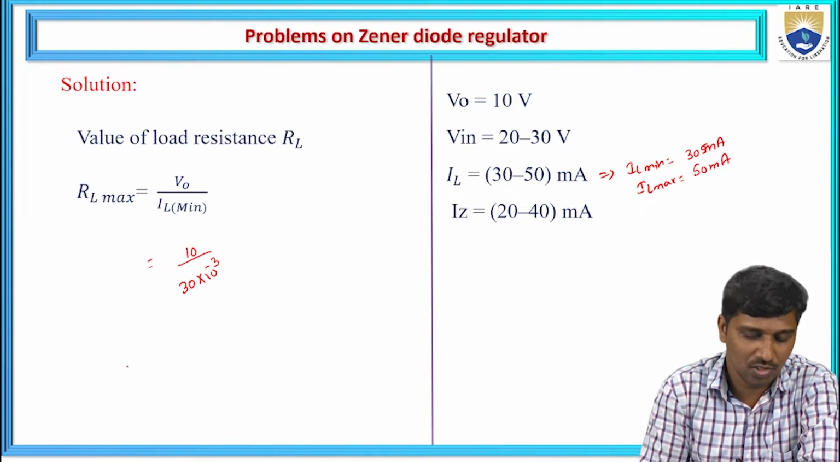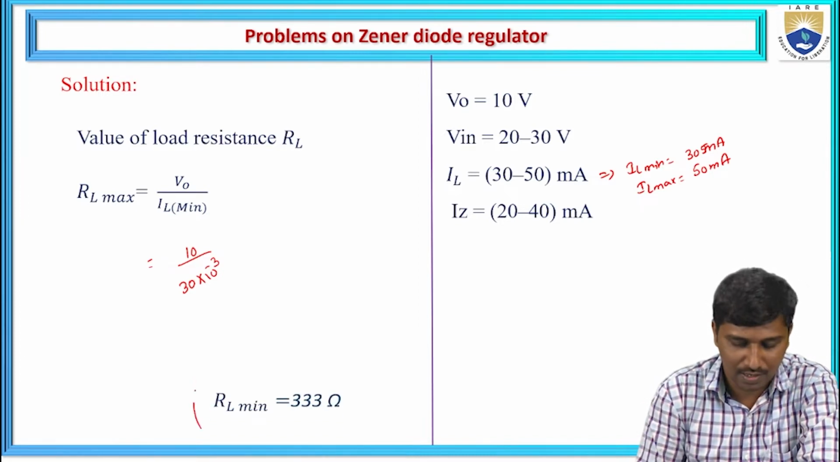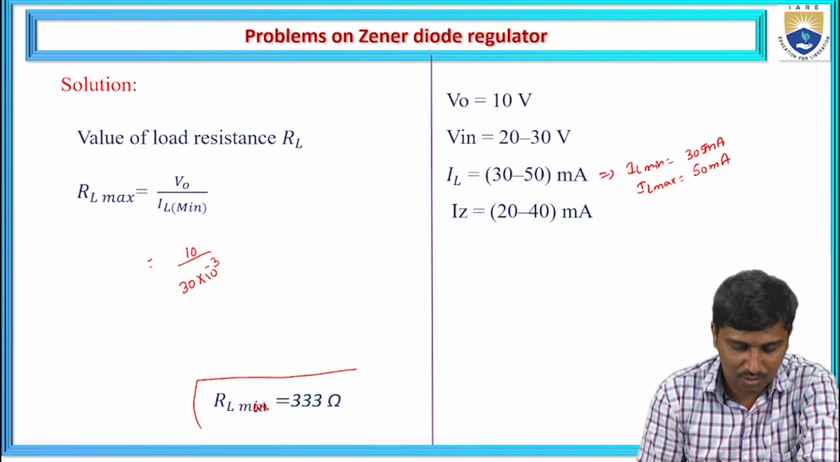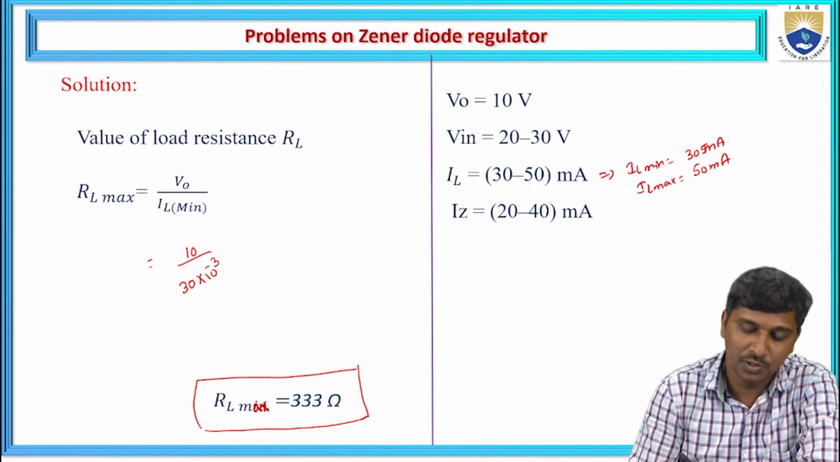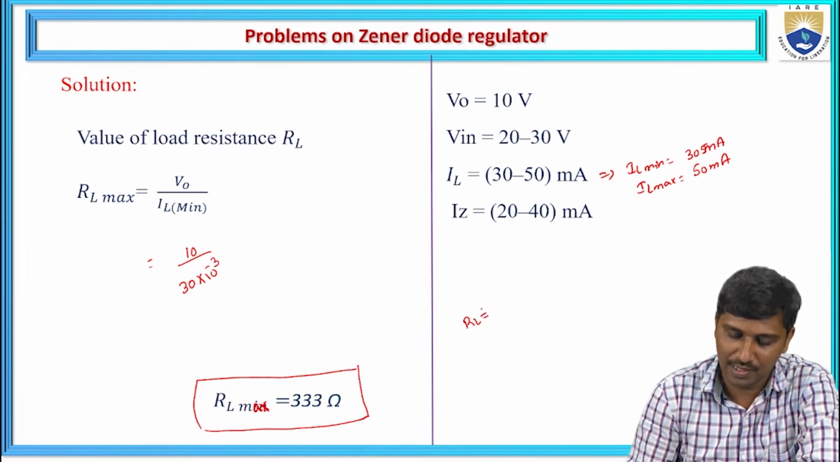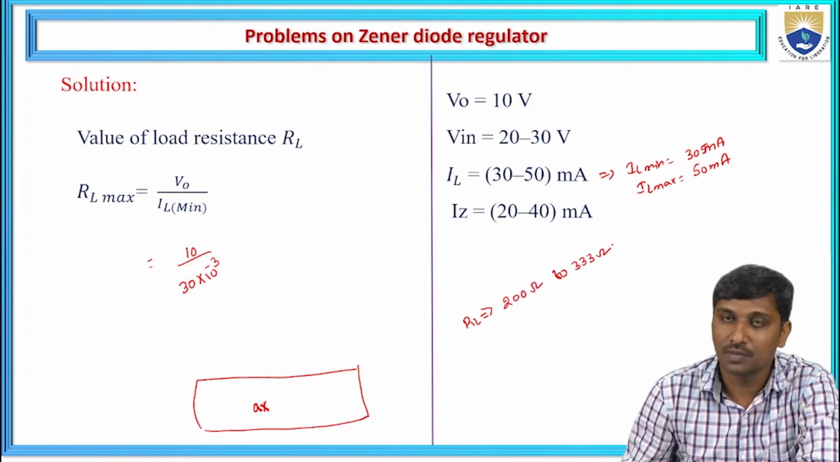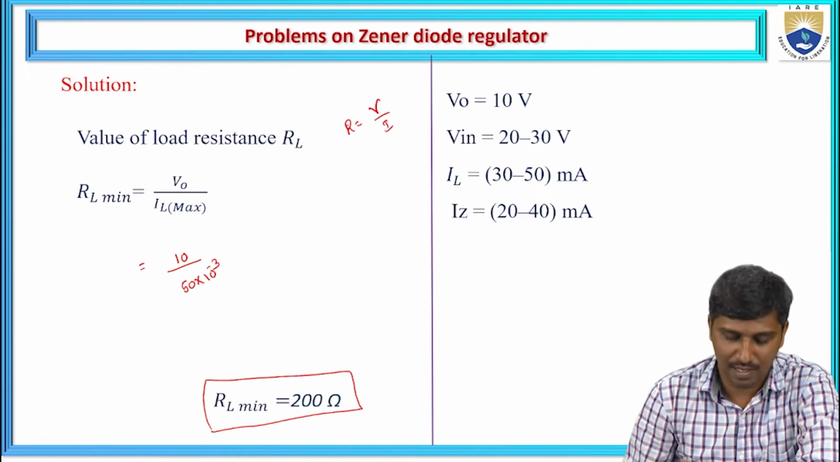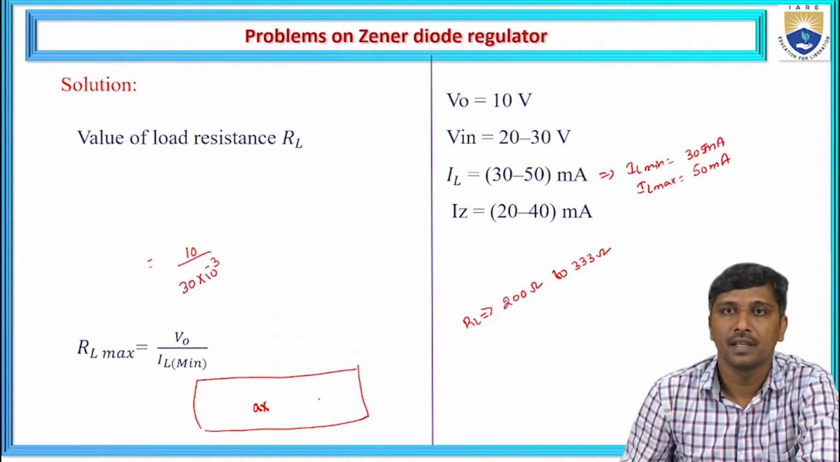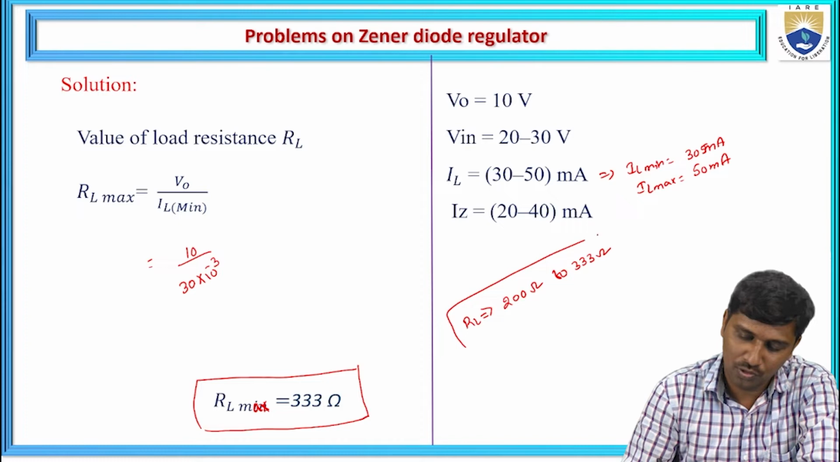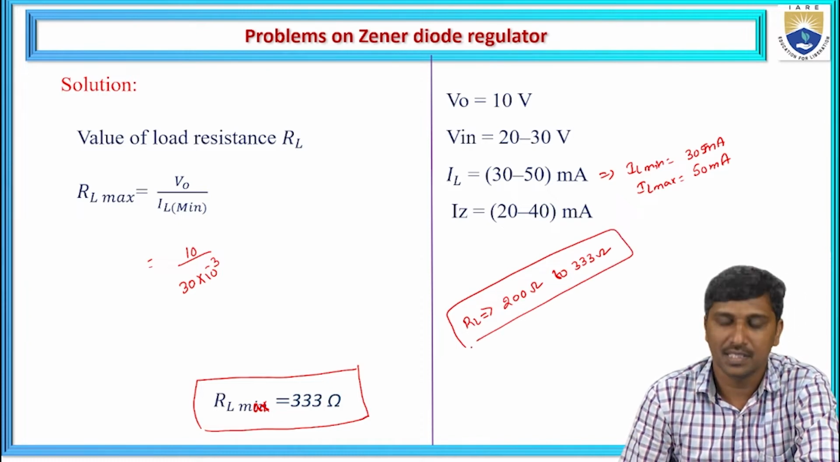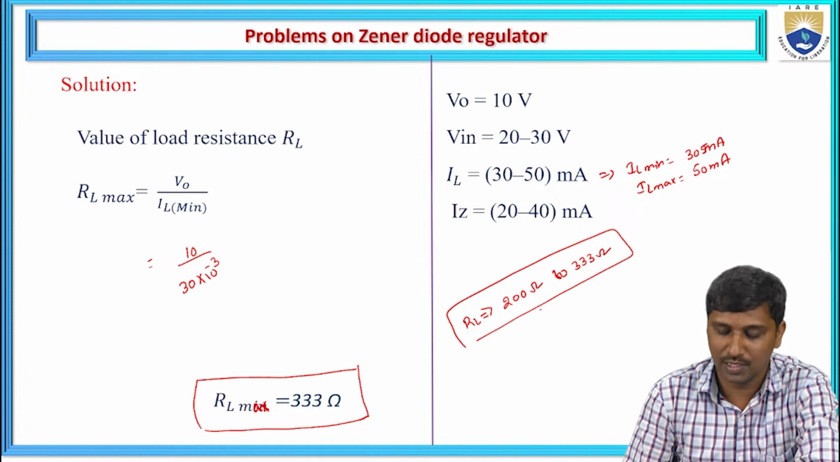So while solving this ratio, it gives the RL maximum as 333 ohms. Hence, while choosing the load resistance, the RL value lies between 200 ohms and 333 ohms. The RL minimum value is 200 ohms and the RL maximum is 333 ohms.